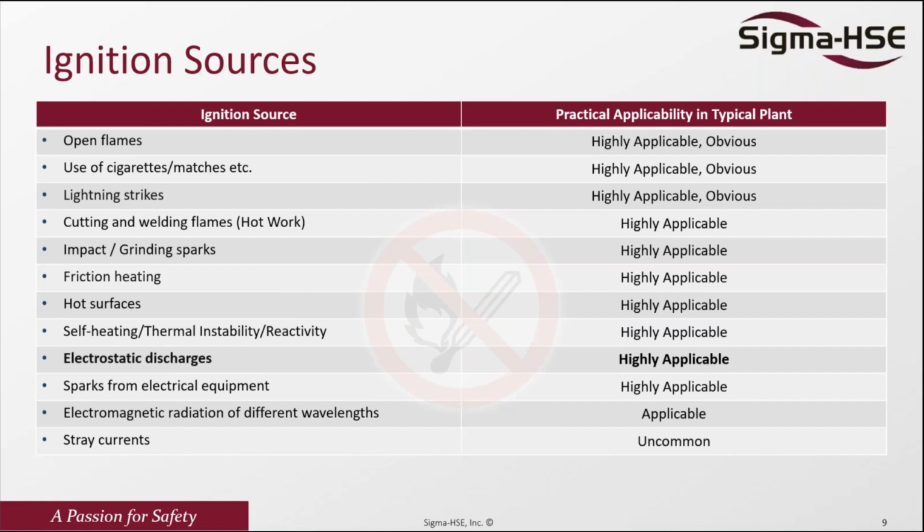Cutting, welding, hot work permit according to NFPA 51. You have grinding impact, we have friction from bearings, hot surface from ovens and dryers. We also have self-heating or thermal instability or reactivity. For example, some materials can self-ignite without an ignition source. In this case, the energy generation of the material is greater than the energy disposed, so you have heating of the system, which can self-ignite.